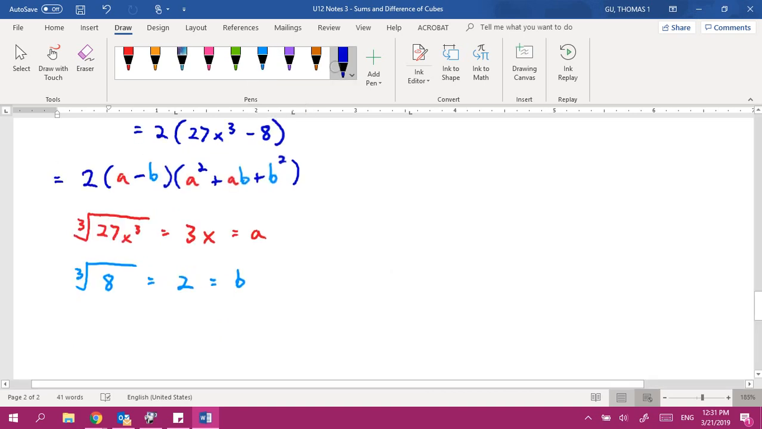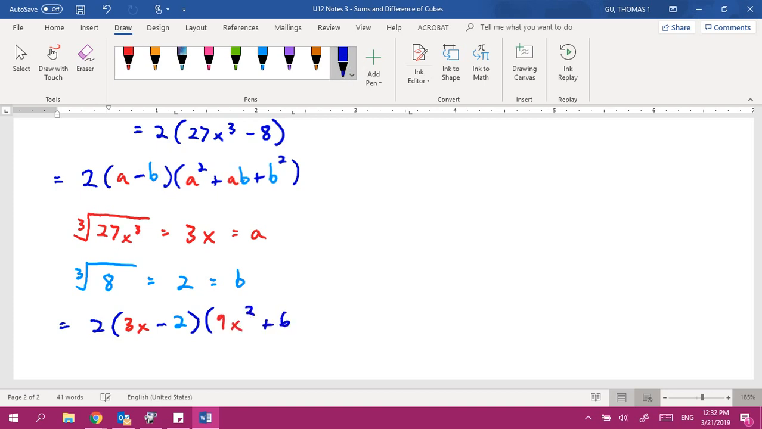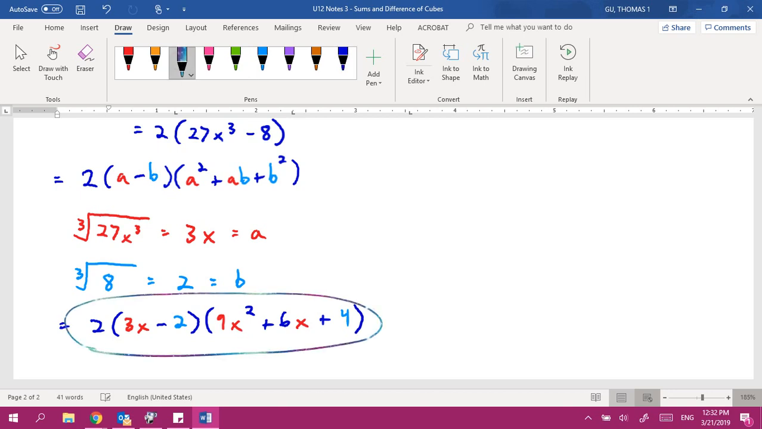So let's replace the values in there and get our answer. What's my final answer going to be? 2 times 3x minus 2, and then 9x squared, right? Plus 6x plus 4, that's right. And that is the answer. 2 times 3x minus 2 times 9x squared plus 6x plus 4.